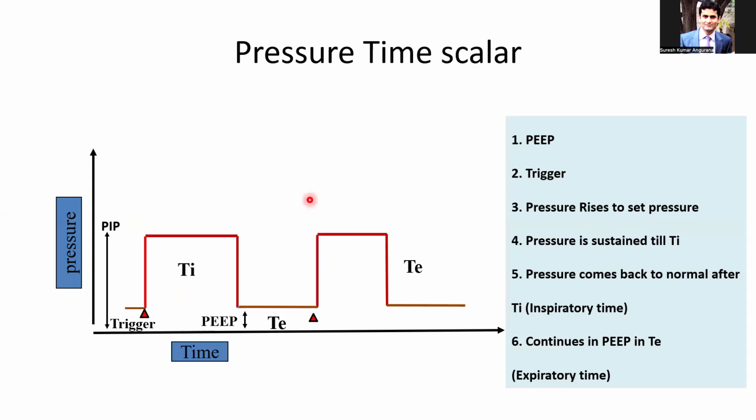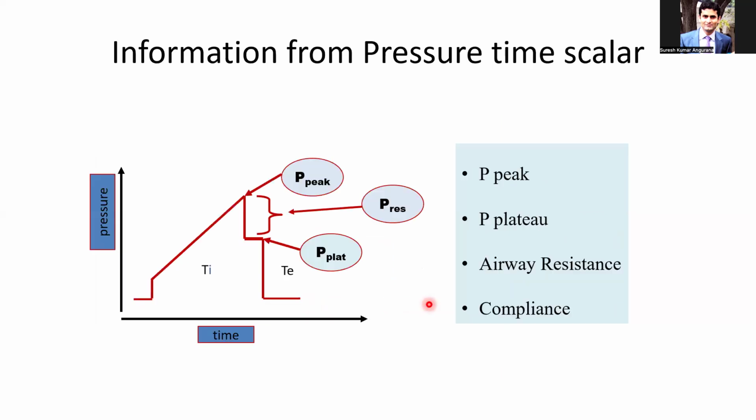So from the pressure time scalar, what information do we get? We can have information about PEEP, the pressure, what is the trigger, or is it a spontaneous breath or an assisted mandatory breath. We can see how rapidly pressure is rising, peak inspiratory pressure, what is the inspiratory time, what is the expiratory time. So we can get a lot of information from the pressure time scalar. We can have information about peak inspiratory pressure, plateau pressure, airway resistance, and compliance from the pressure.